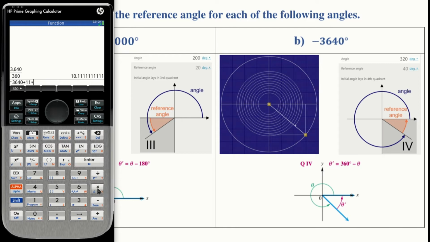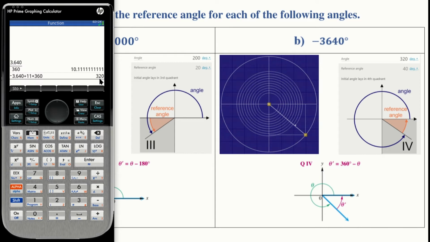So we're going to go 11 times 360. We always do that when the original angle is negative. Once we find how many full circles are hidden inside that, full revolutions, we add one more. In other words, we round up is the easiest way to think about it. We always round up when the initial angle is negative. So we end up with 320.